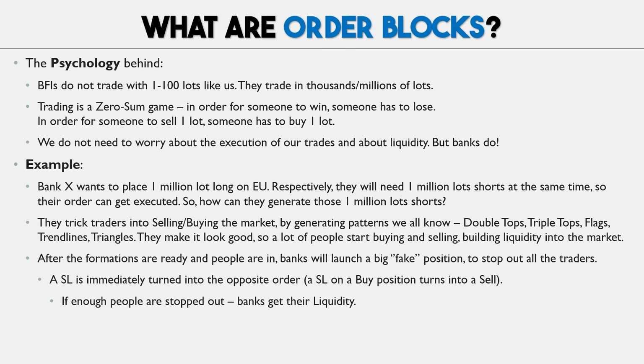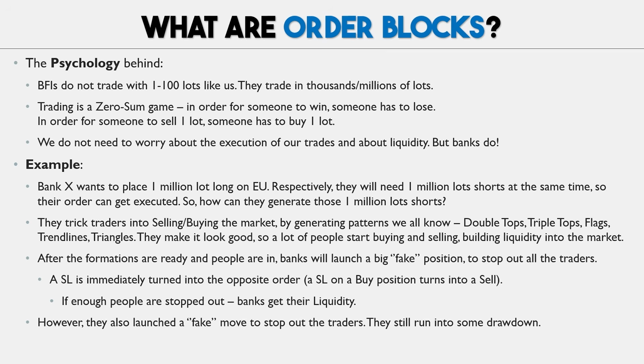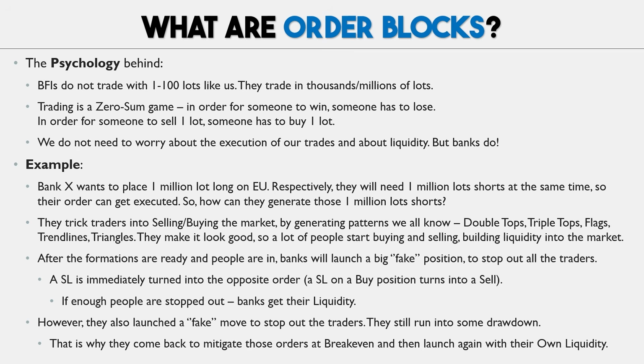And then pretty much if enough people get stopped out, banks get their liquidity, and that is when they launch the move, okay? However, here is the very key thing about this one. They also launched that fake move to stop out older traders. So they're still running into some drawdown from that fake move. And this is why they're eventually going to come back to mitigate those orders at break even and then launch again with their own liquidity.